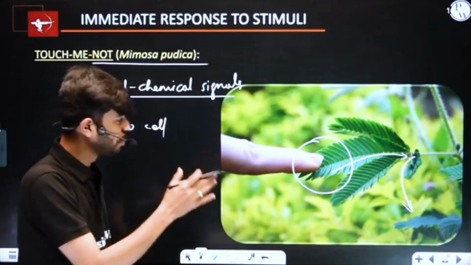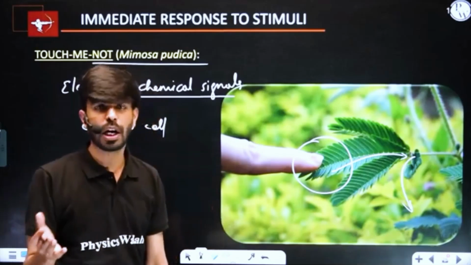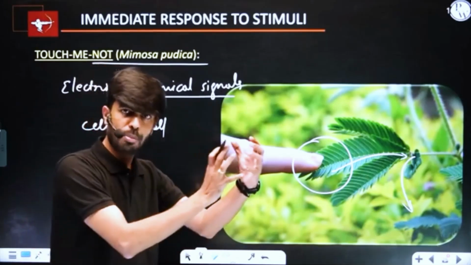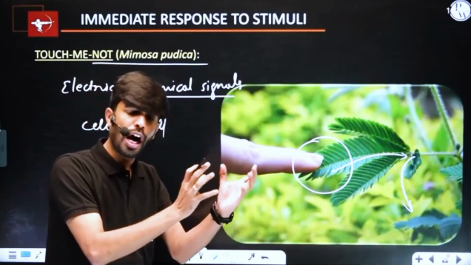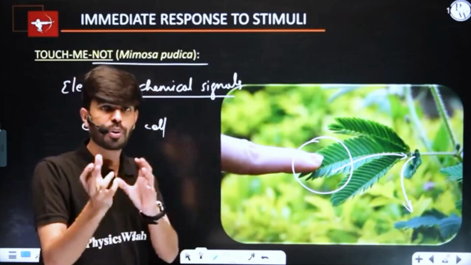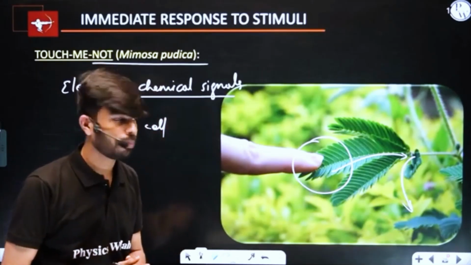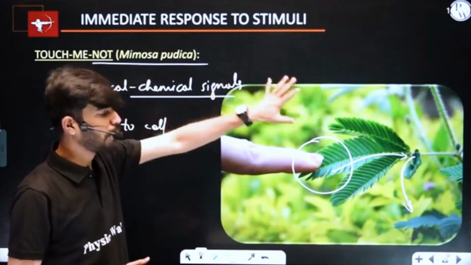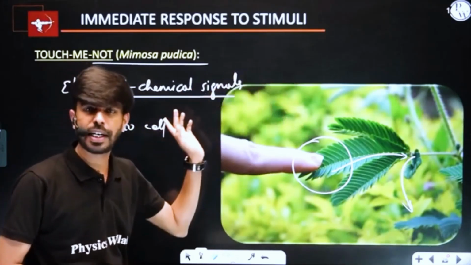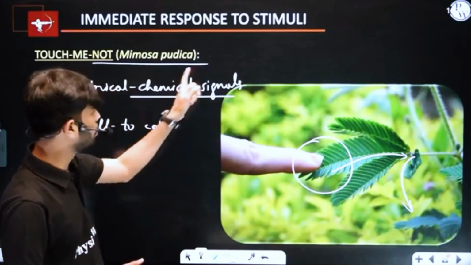Okay, so these movements may be towards or away from the stimulus. Sometimes they show the response towards the stimulus, and sometimes they show it away from that, moving away and showing the response. So that occurs in Venus flytrap as well, and also in Mimosa pudica. How are they sending the information? They are sending the information in the form of electrochemical signals.